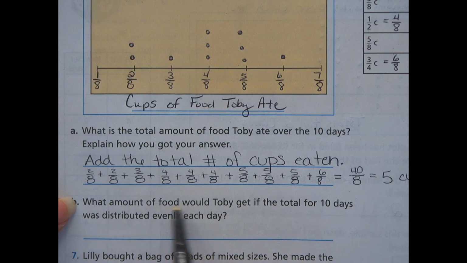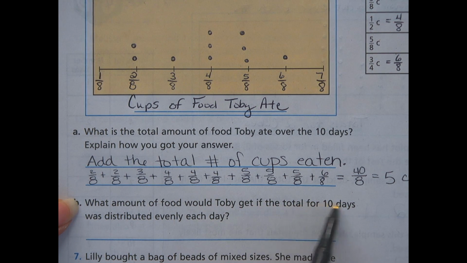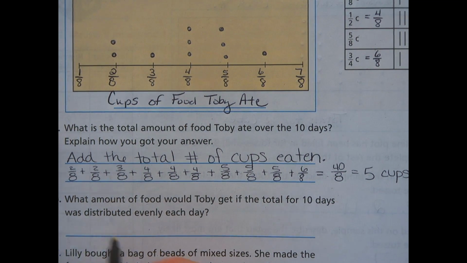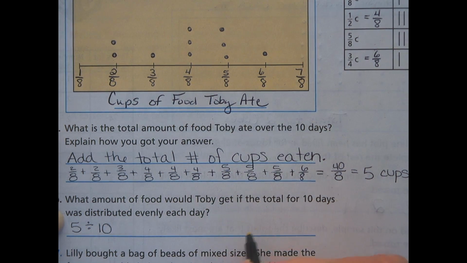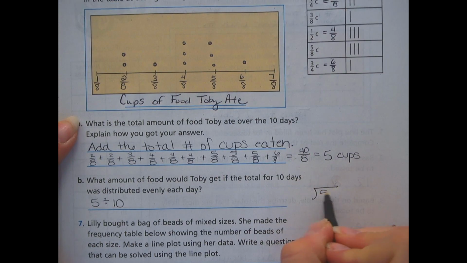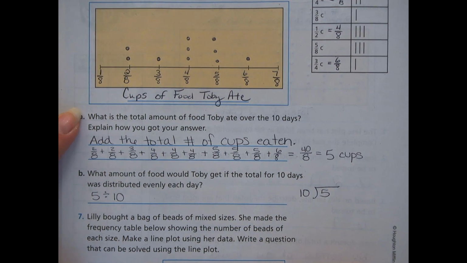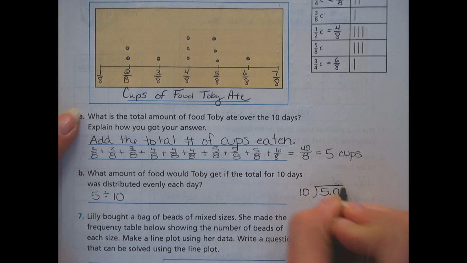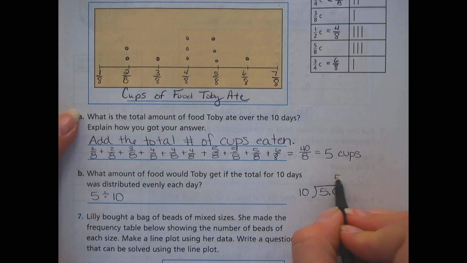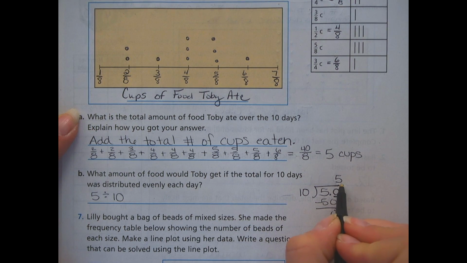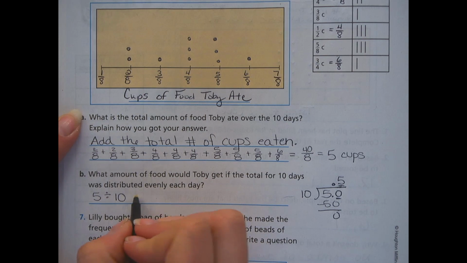So B, what amount of food would Toby get if the total for 10 days was distributed evenly each day? That tells me I need to divide. So I need to take my total food, 5 cups, and divide it by my 10 days. If you remember when we did this, I'm going to do this over here. I'm going to zoom out a little bit so you can see it. If I add a decimal and a 0 after the 5, 10 goes into 50 5 times, I multiply, and I have 1 place after my decimal and 1 after my decimal, so it ends up 0.5.